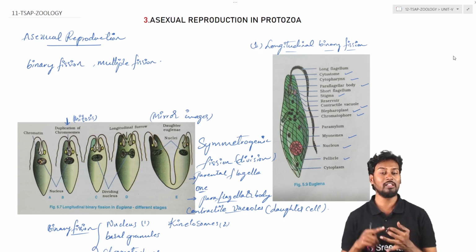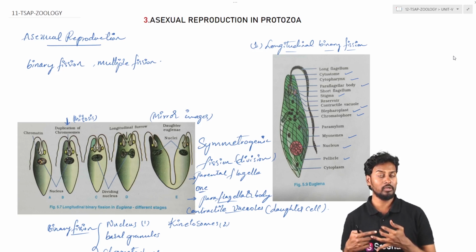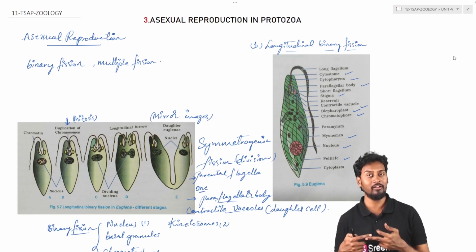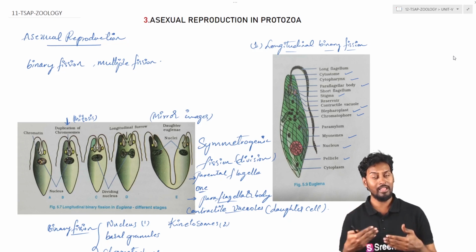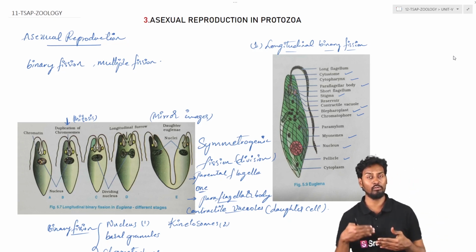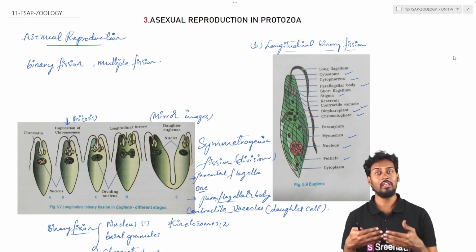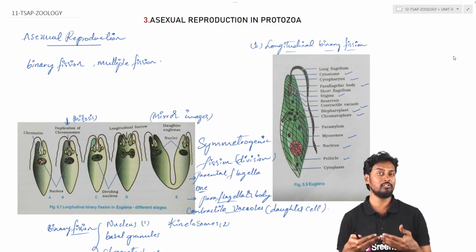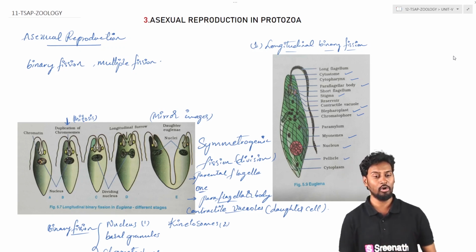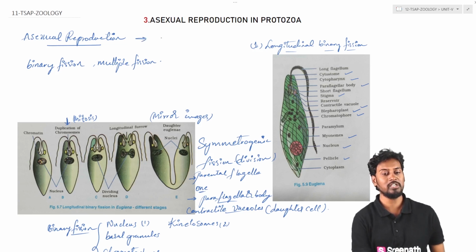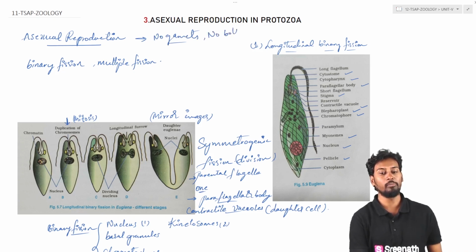And next, there is no involvement of both the parents. It is only one single parent, called the mother cell or parent cell, which divides into two daughter cells. When we look at external morphological characters and internal characters, we see that generally there is no difference between the mother and the daughter cell. There is absolute similarity between them. So in asexual reproduction, there is no gamete fusion and no involvement of both the parents.